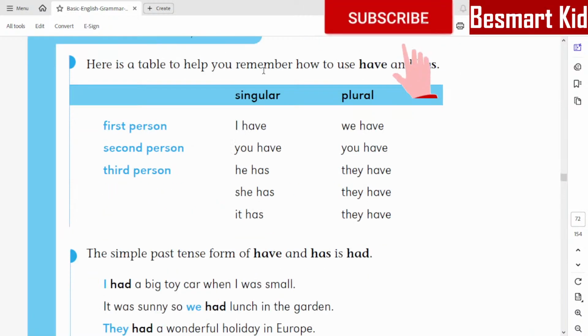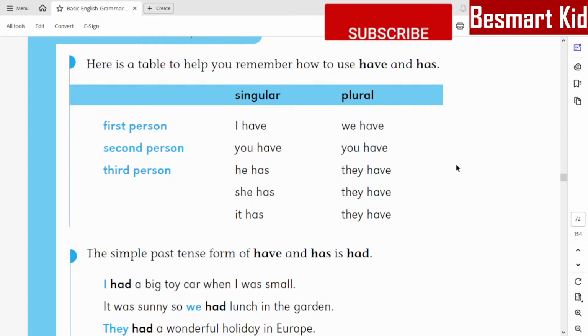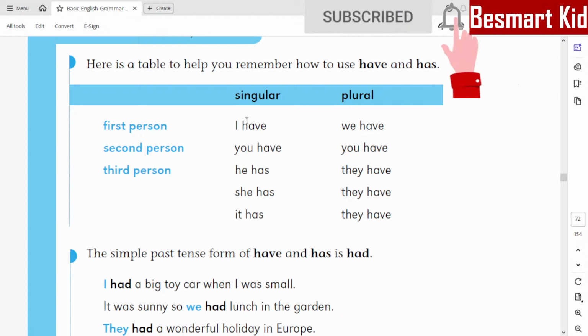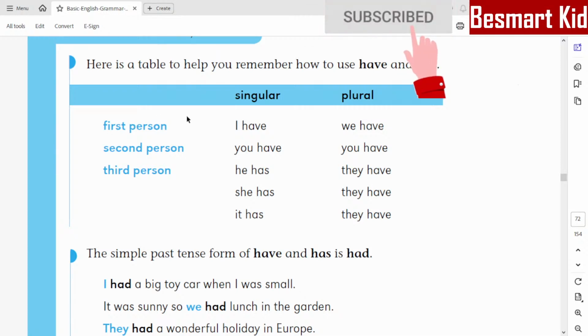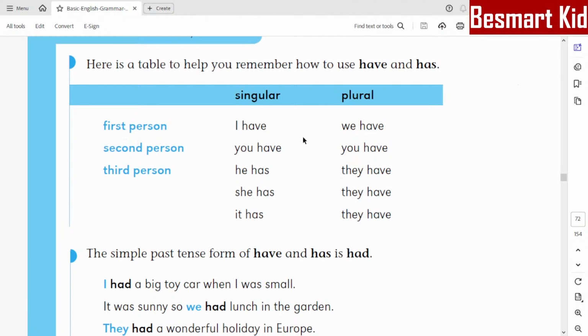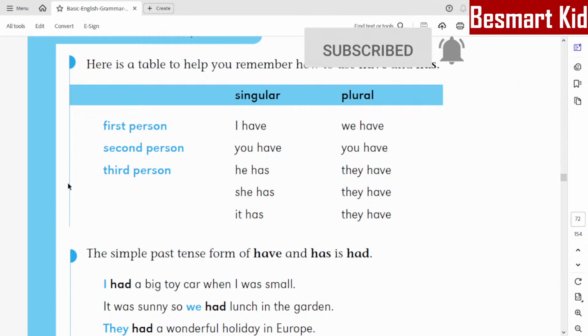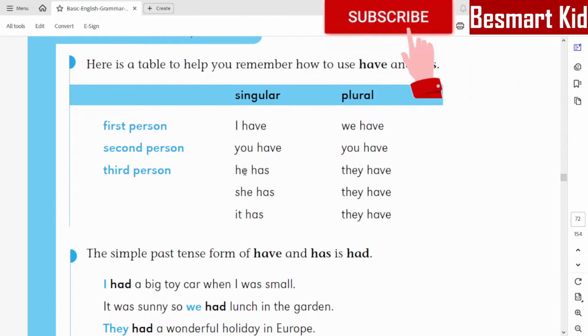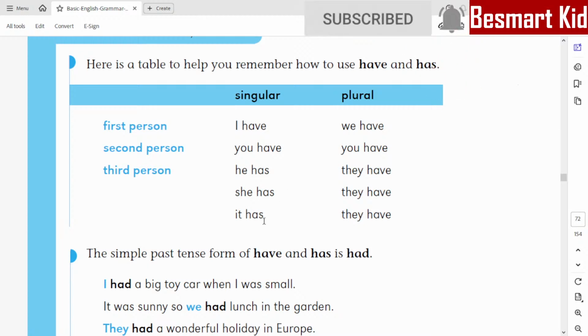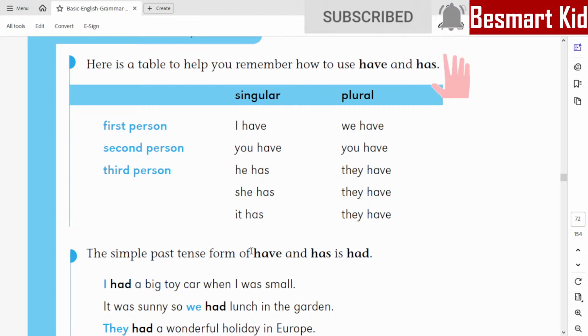Here's a table to help you remember how to use have and has. Here we have singular and here we have plural. Let's start with first person. It is I have, and in the plural, we have. The second person in singular and plural is also the same: you have. Third person: he has, she has, and it has. They all have the same plural, which is they have.